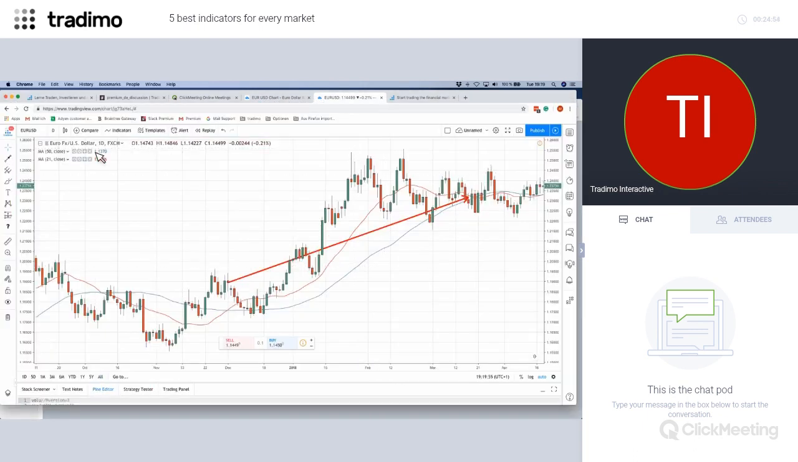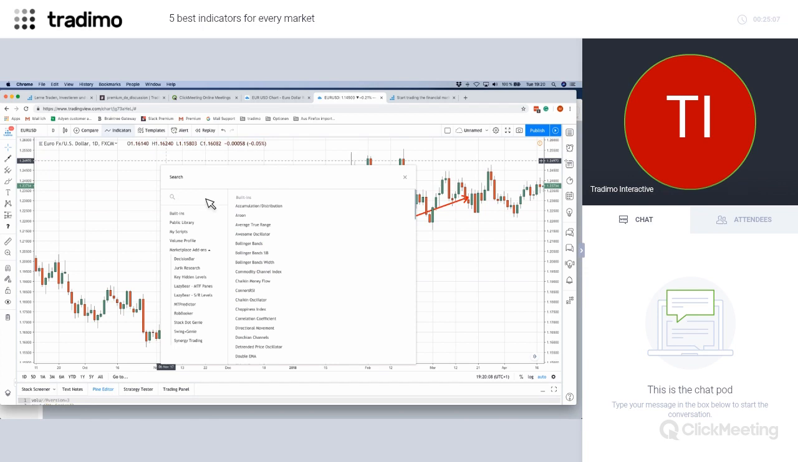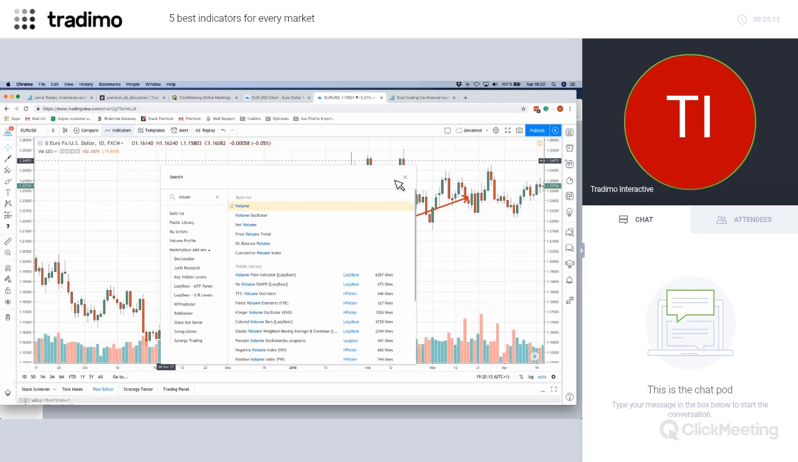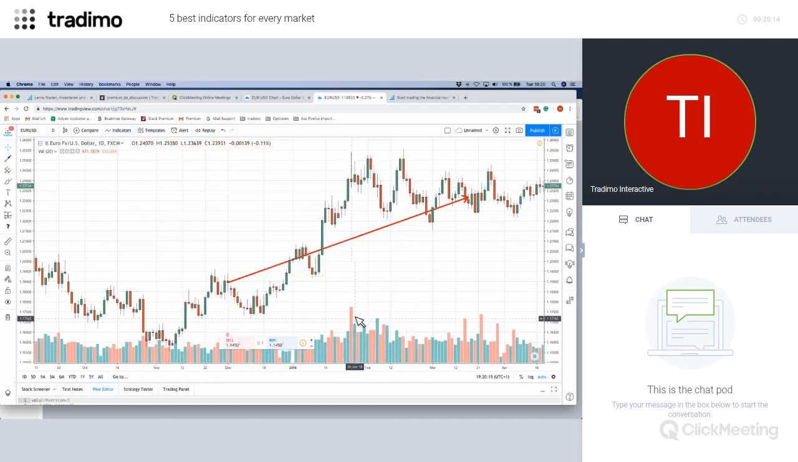Let's have a look here at some examples in the euro dollar. Maybe you have some other suggestions, so I can check Apple, Tesla, whatever you want. Just type it in the chat box and I will look out for it. But first of all here, let's add the volume. Now you can see here, these are the volumes, and the bigger the volume bars and the price movement above, then the better is the signal.